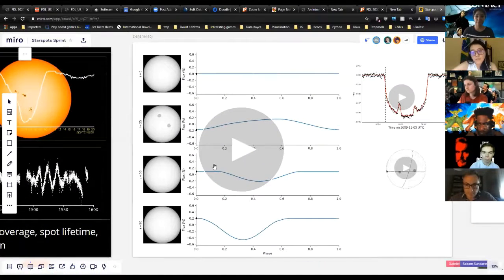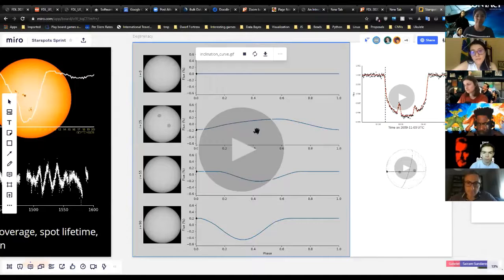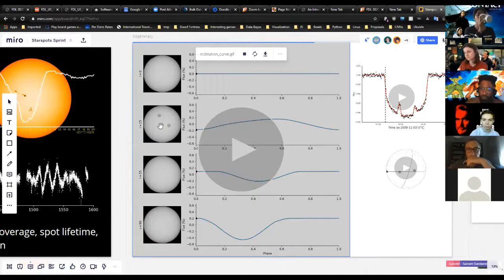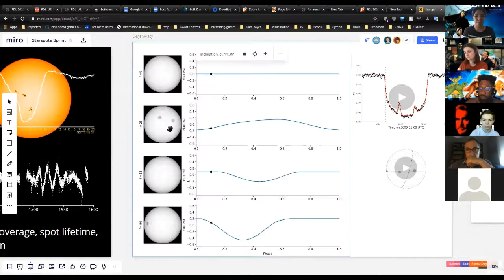And we have models. So this is a model of a star that has certain properties and a certain number of spots of certain sizes, and these are rotating. And here at the top, you're looking at the star from the pole, so you don't see any change in brightness. Here you're now a little bit more inclined, and here from the equator.